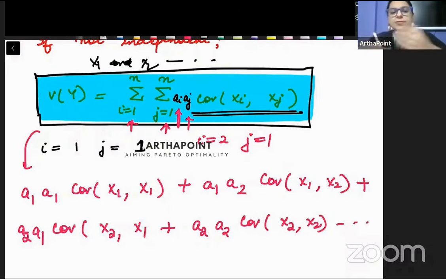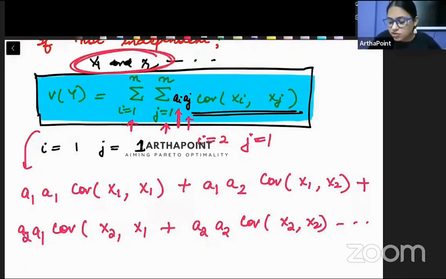ऐसे ही चलता रहेगा ये. You will do it for other cases also. ये तो मैंने सिर्फ 1 और 2 का कॉम्बिनेशन बनाया है कि अगर I1 हो और J1 हो, I1 J2, J1 I2 and J2 I also 2. ऐसे करके मैंने 4 कॉम्बिनेशन बनाए सिर्फ 1 और 2 में. मतलब अगर मेरे पास सिर्फ 2 ऑब्जर्वेशन है x1 और x2 तो ये ऐसा बनता है.